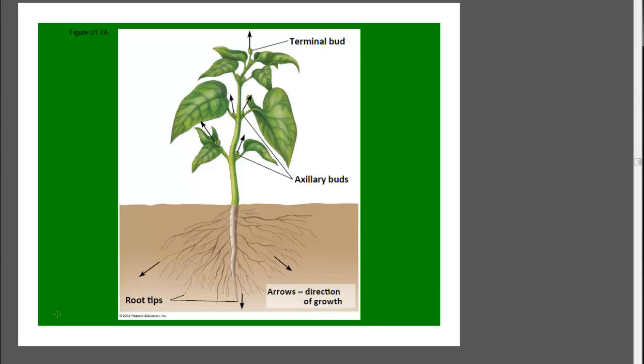But how do they actually grow? Well, plants grow in 2 directions. Primary growth is growth taller. Secondary growth is growth wider. And we'll look at secondary growth in a minute. But regardless of the type of growth, we need something known as a meristem.